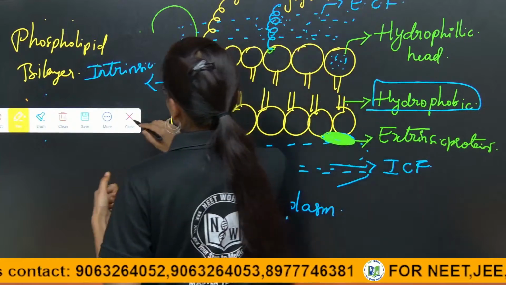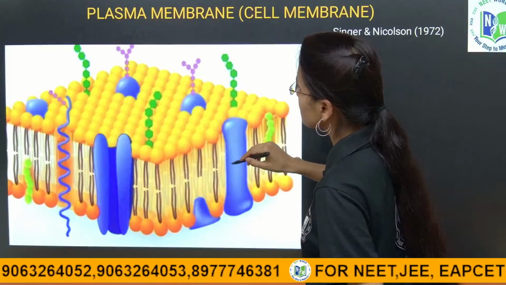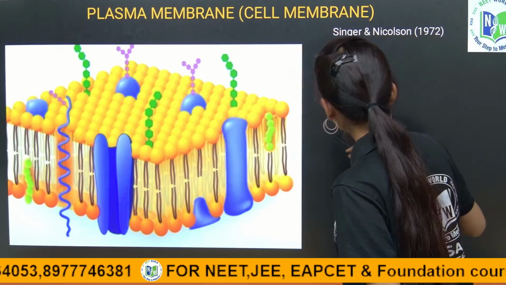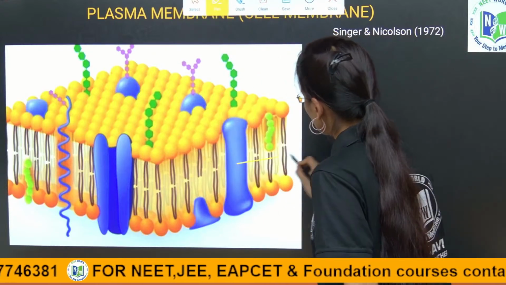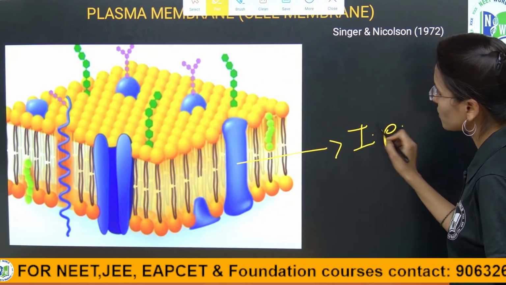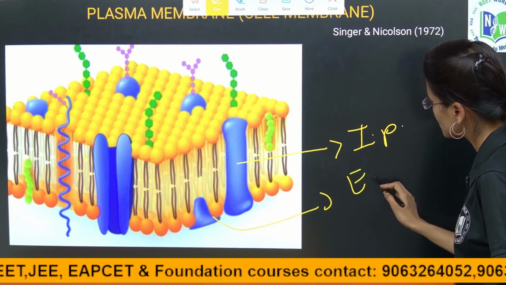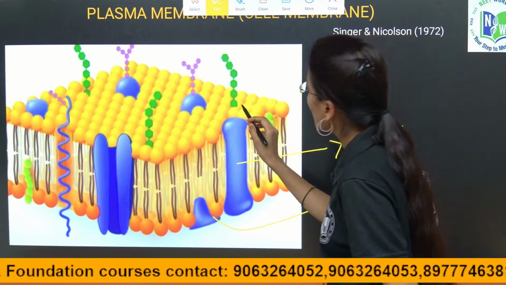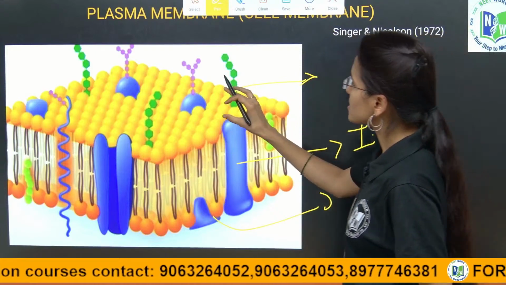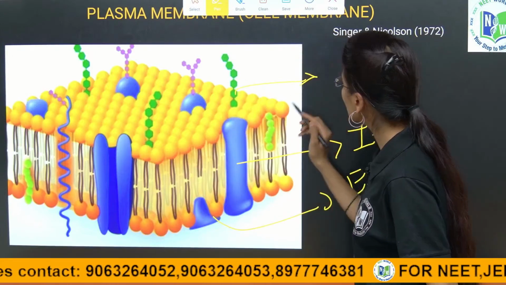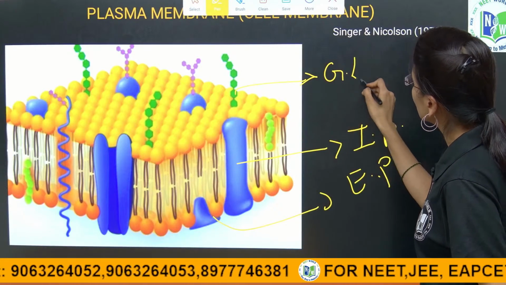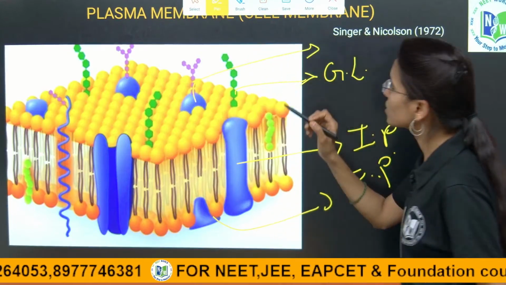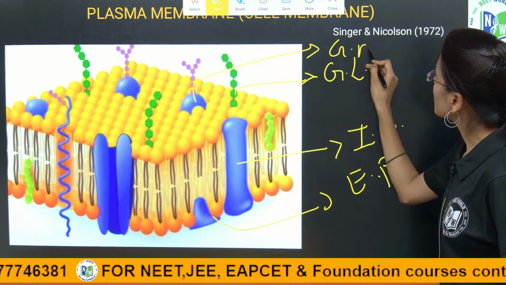Okay, yes. So now you can see here, this is a protein, intrinsic protein. I am writing it as IP, intrinsic protein, and this one is the extrinsic protein. And this is a lipid. This is a sugar molecule which is attached to the lipid. It is called as glycolipid, and next, this is a sugar molecule which is attached to the protein. It is called as a glycoprotein.